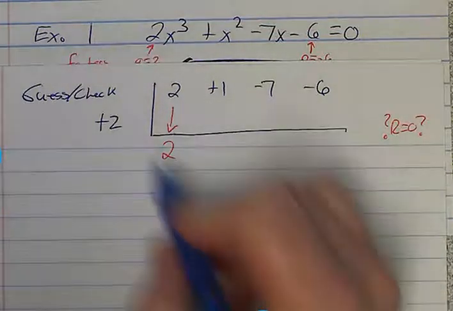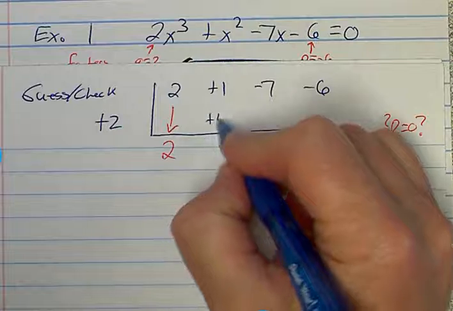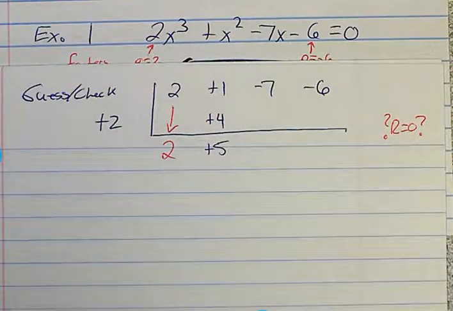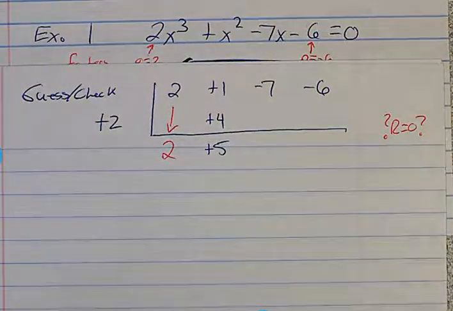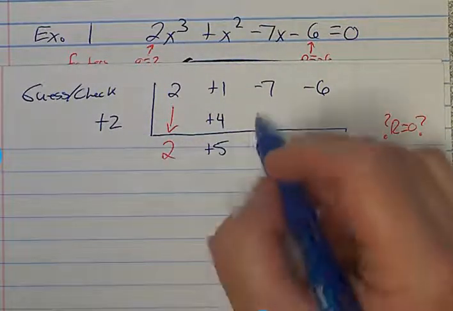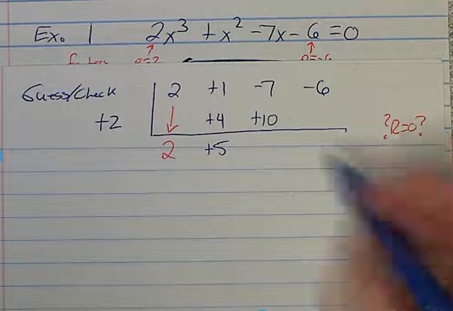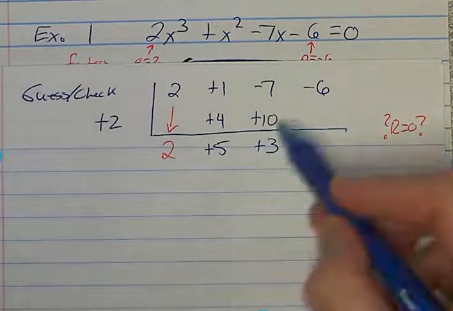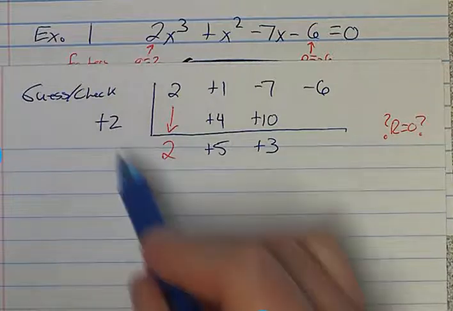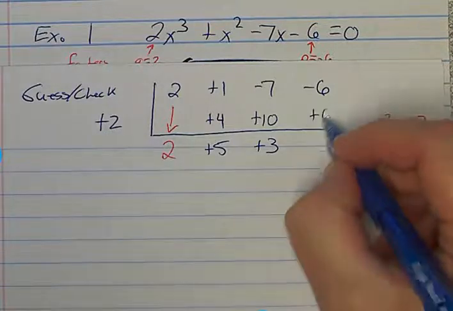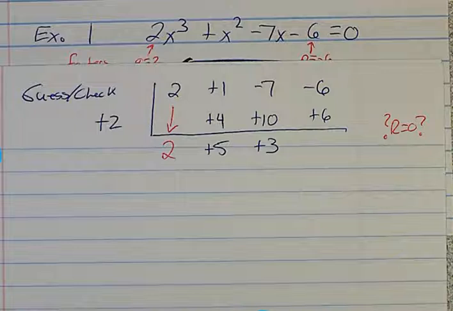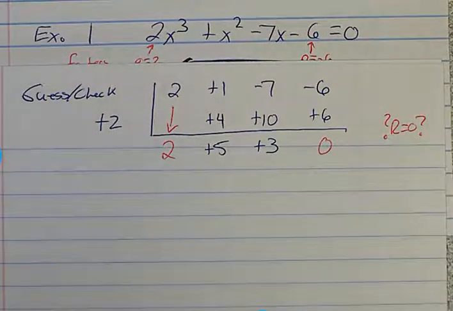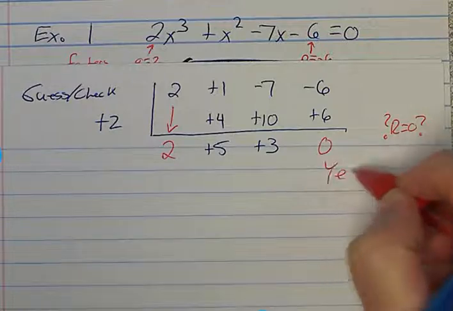Okay, so starting with a 2. 2 times 2 is 4. 1 plus 4 is 5. 2 times 5 is 10. This one looks good. Negative 7 plus 10 is 3, because you can do 10 minus 7 to make it 3. And then 2 times 3 is 6. 6 minus 6? 0, right? And that's what we want.